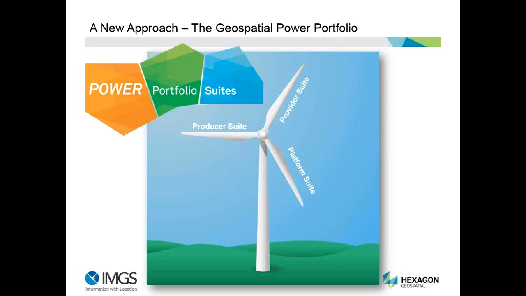Last year with the 2014 release, and it's been enhanced now with the 2015 release. The Hexagon Geospatial products are broken down into three groups: the producer suite, the provider suite, and the platform suite.